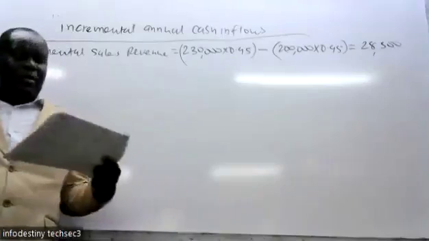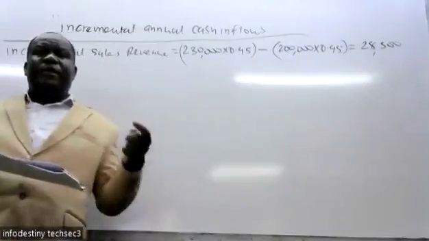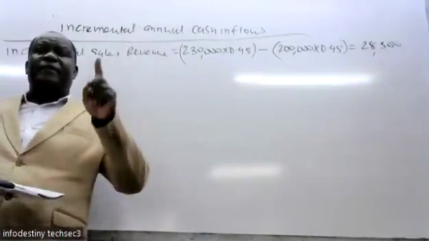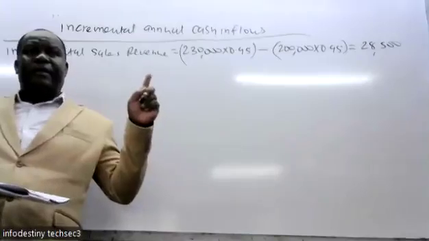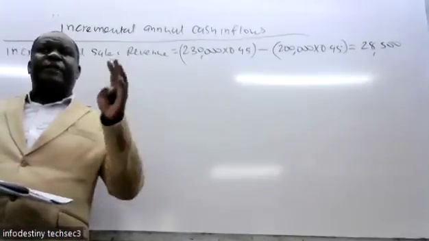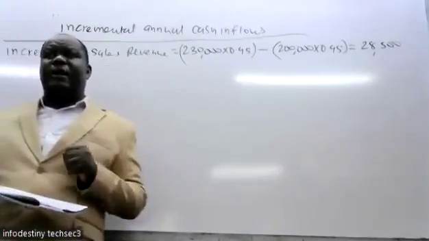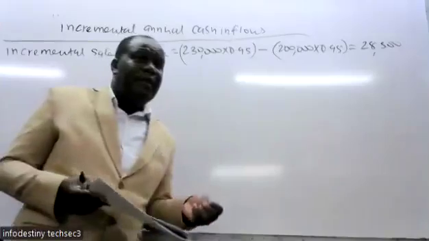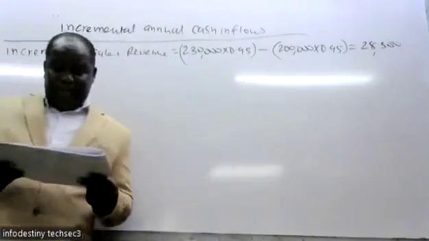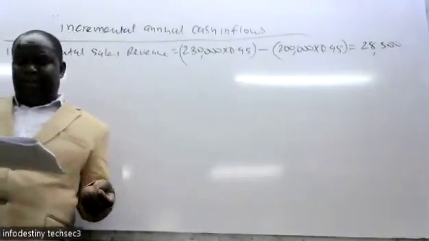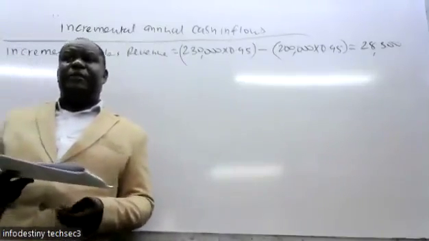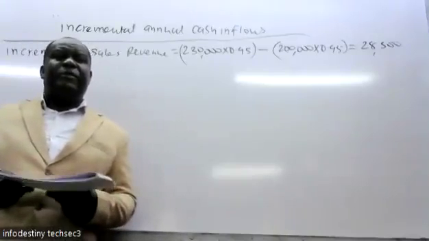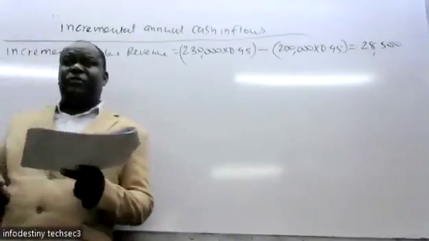Then there are some costs, but if it is an incremental cost, you subtract. But if it is savings in the cost, we add. So the first item there, we normally start with the material. So we need to know whether there is savings on the material or incremental cost on the material.